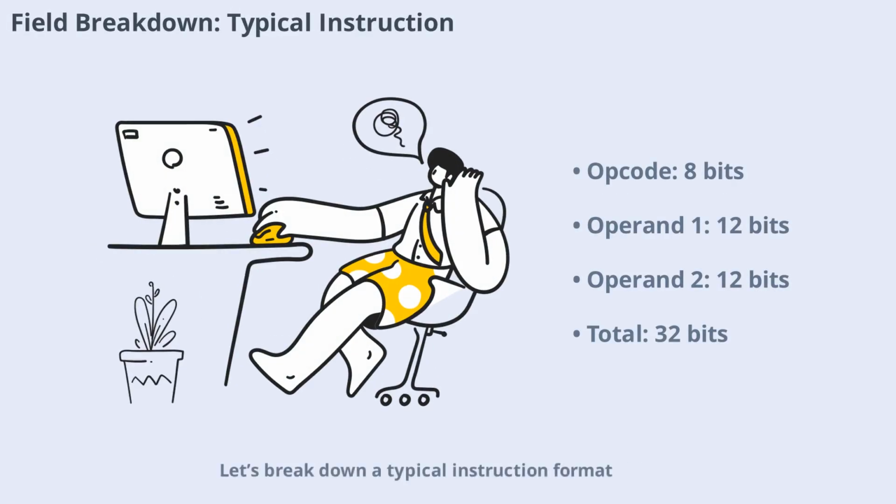Let's break down a typical instruction format. Most instructions include an opcode field, one or more operand fields, and sometimes fields for addressing modes or immediate values. For example, a 32-bit instruction might allocate 8 bits for the opcode, 12 bits for the first operand, and 12 bits for the second operand. The exact breakdown depends on the architecture and the needs of the instruction set.